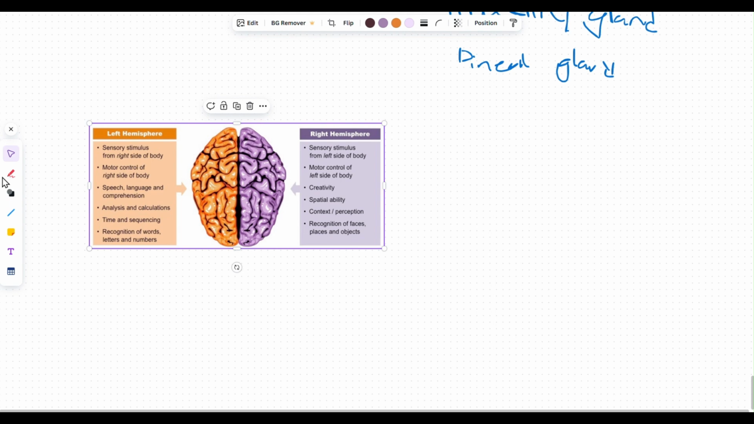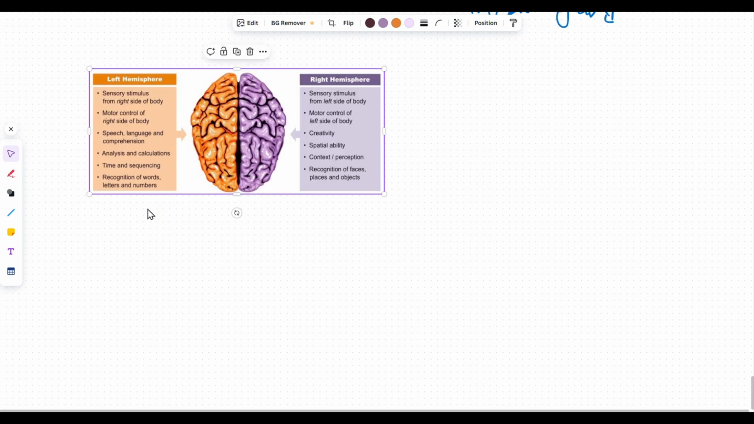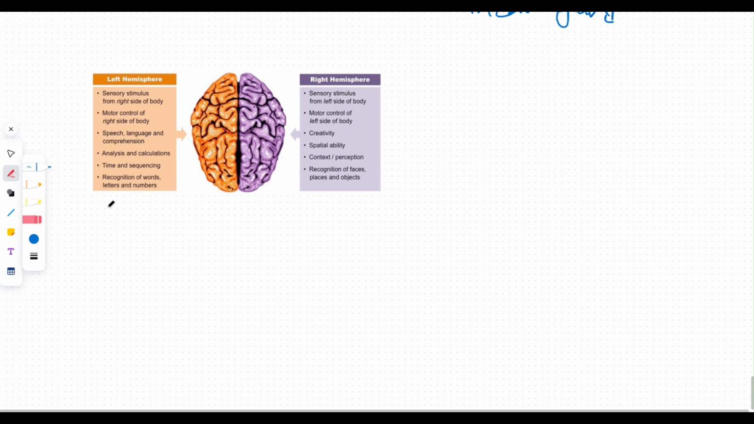And your right hemisphere does control your motor control, right? Your right side's known for creativity, spatial ability, context perception, everything here. And the left side controls the right side. Just think about it: the left side of your brain controls the right side. That's basically it. Now, the left hemisphere is more logical in a sense. This is the logical part of the brain. And this is your emotional or creativity side.